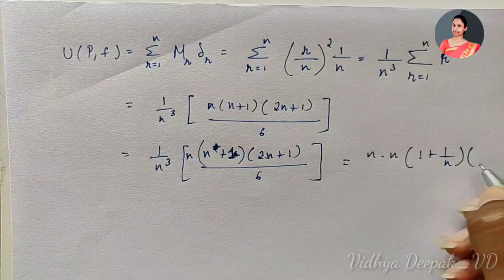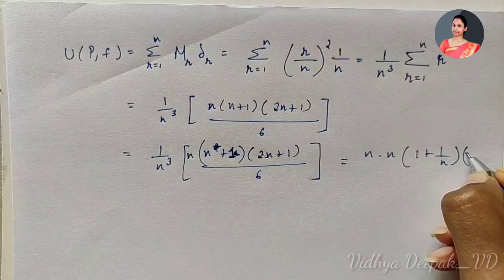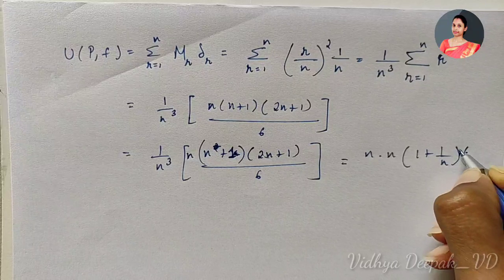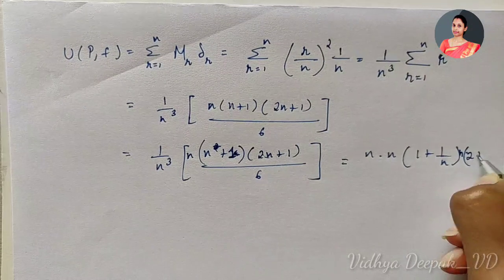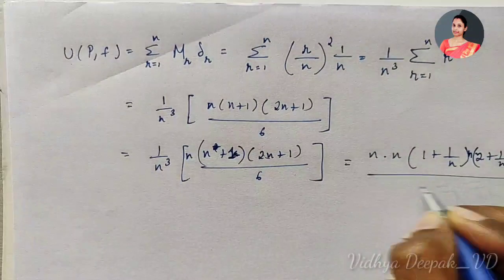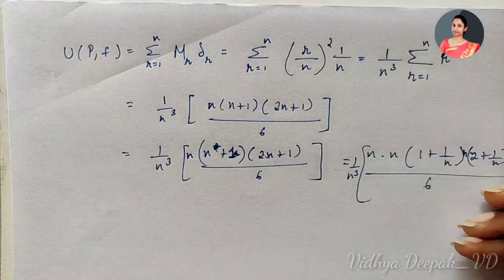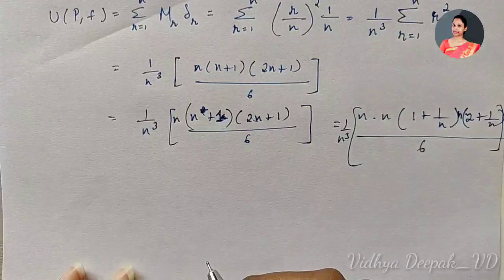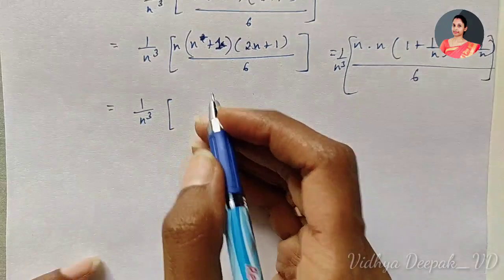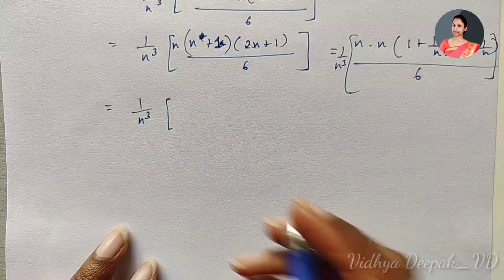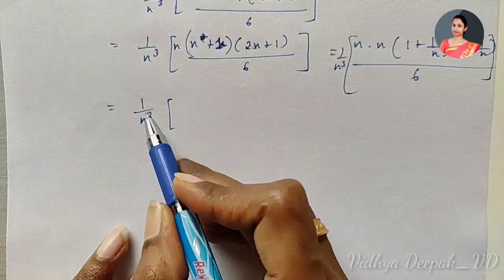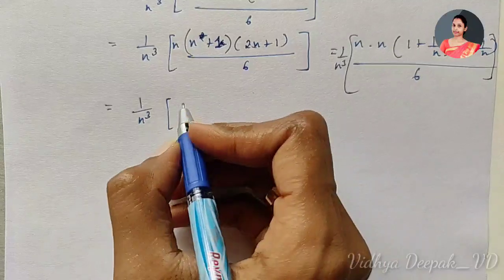Again, if I take n common outside from this one, what happens? I took n common outside from this one. I'll be remaining with 2 plus 1 by n whole divided by 6. So it is 1 by n cube into, right? So now we have 1 by n outside and we are bringing 1 by n cube outside. We'll bring this inside. So what happens?